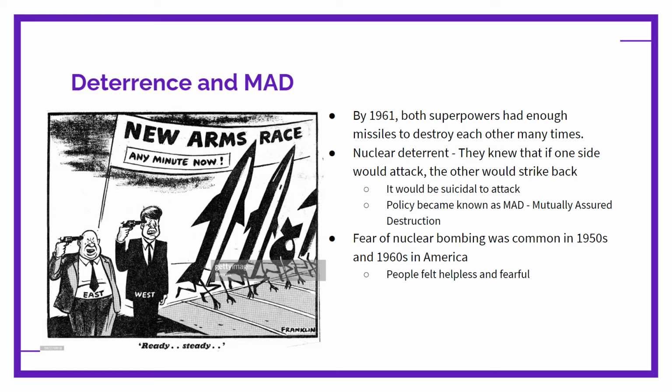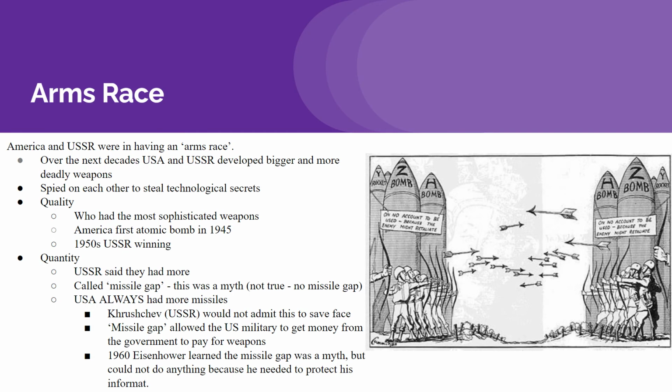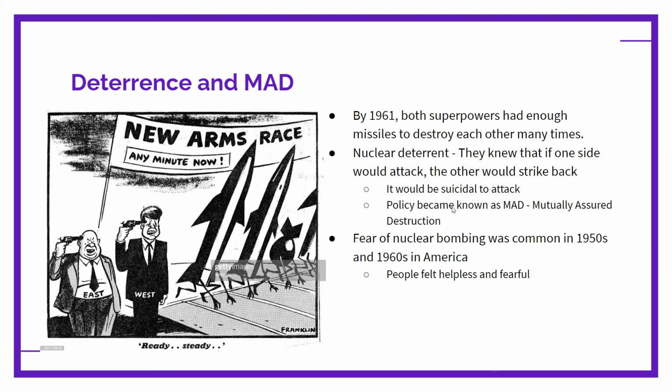Okay, so deterrence and MAD. MAD stands for Mutually Assured Destruction. Okay, and so if I just pop really quick back to this one, that's mutually assured destruction. If I was to use my bomb, they'll use their bomb, and then we will both be bombed and basically die. So by 1961, both of the superpowers could destroy each other many, many times. In fact, now we have enough weapons we can destroy the entire world many, many times.